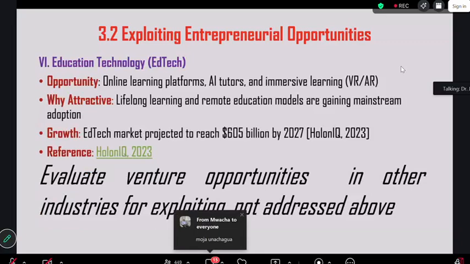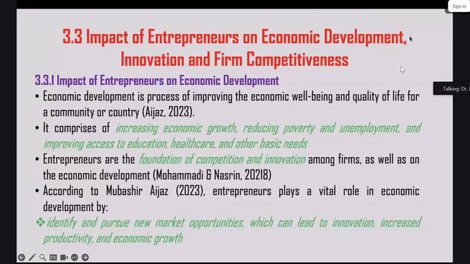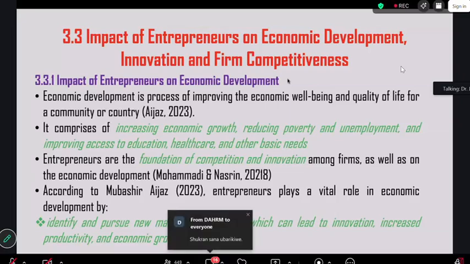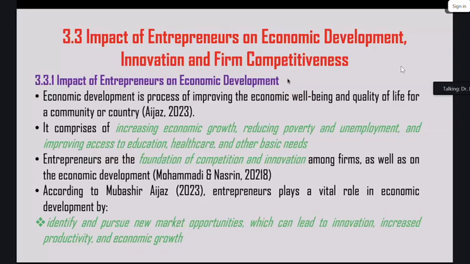Apart from discussing the various opportunities available globally, today we are continuing with our discussions on the impact of entrepreneurship on economic development, innovations, and firm competitiveness. The first part we are going to discuss is the impact of entrepreneurs on economic development: how these entrepreneurs contribute to the economic development of the country and the area in general. We know that economic development is a process of improving the economic well-being and quality of life for a community or a country.